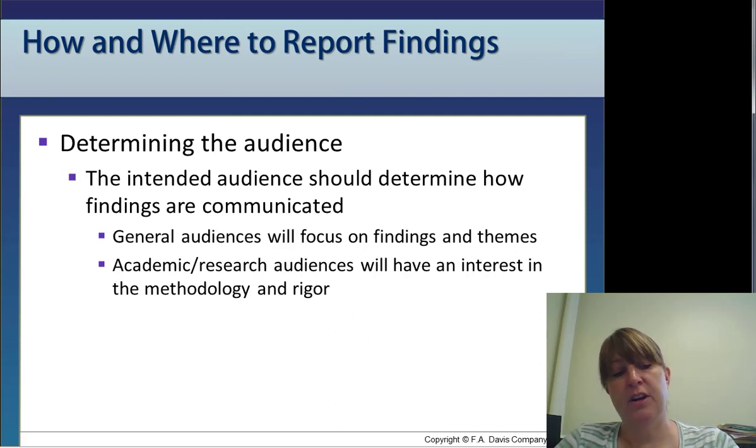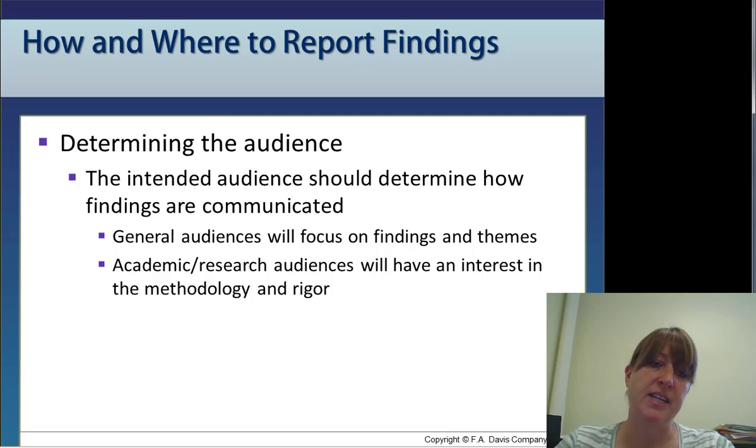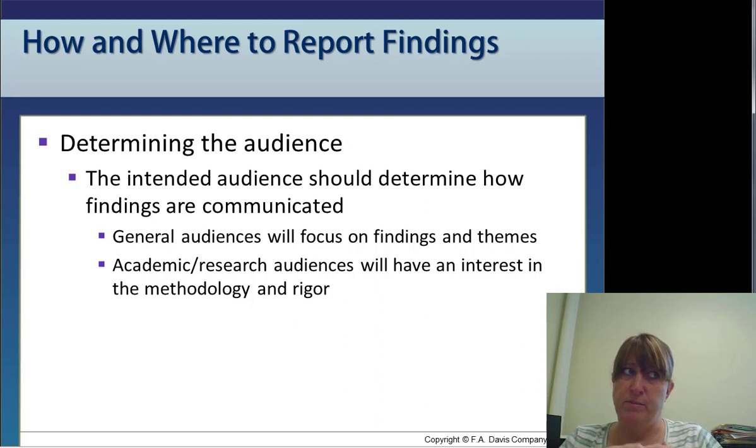All right, so now we're moving into how to report. So how do you disseminate your findings? First, you have to figure out who your audience is going to be, because researchers want to know about the rigor. They want to know how well the study was structured. So the methods, it's important to be more specific with them in those areas, whereas general audiences want to know what your findings are. They want to know what the themes are.